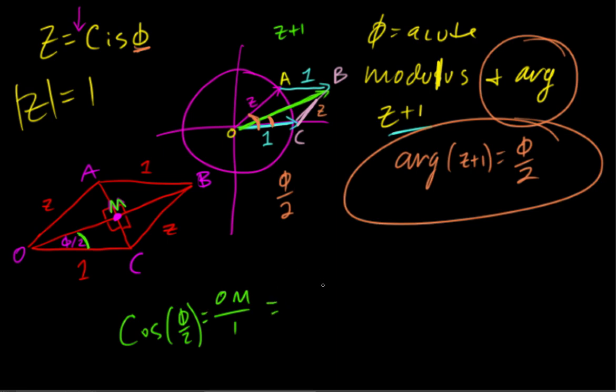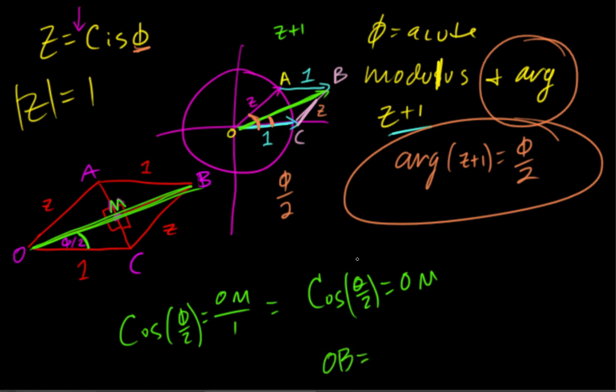Okay, so just a little bit of simplification tells us that. Okay, and then if we want the entire distance across, we're just going to have to double that. So if we want to find OB, that's just going to be 2 times this. And OB is the same thing as the modulus of z plus 1.